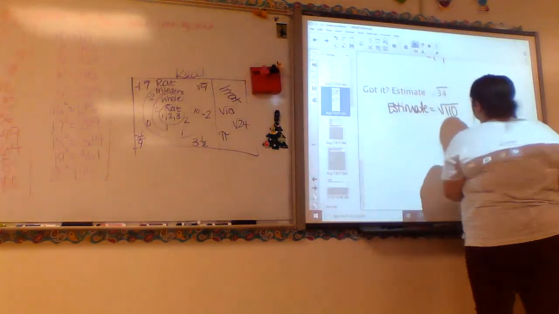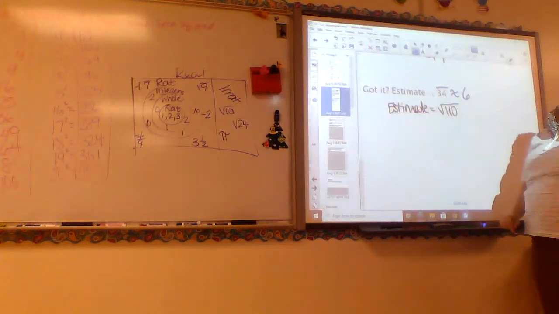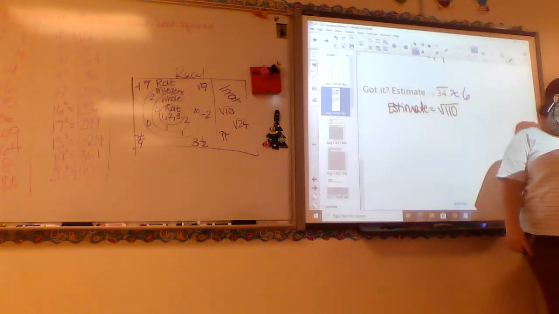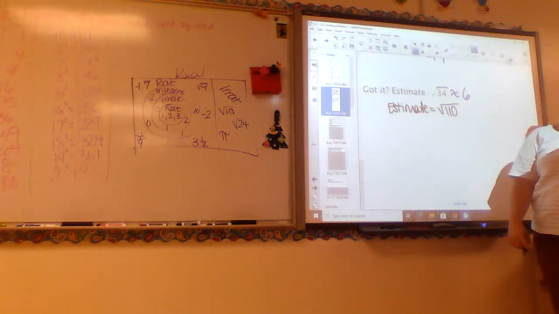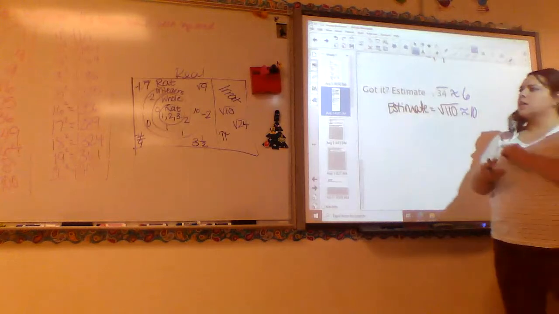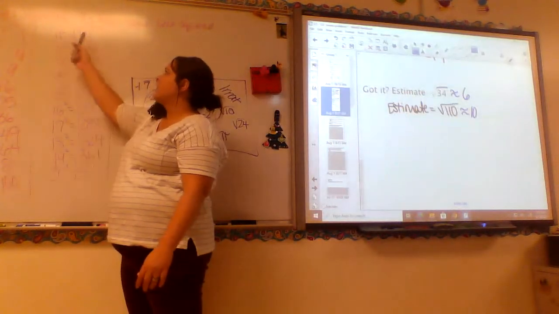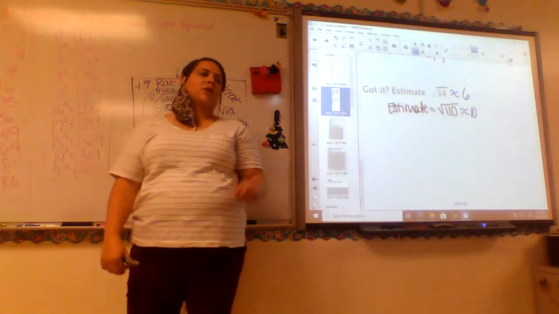34. It was closest to what perfect square? 36, so we're going to estimate this to be about 6. What about the square root of 110? It was closest to 100, which we would estimate to be about 10. And the reason that this one's 100 instead of 121 is because it's 10 away from 100 and it's 11 away from 121. I tried to trick you all a bit there.